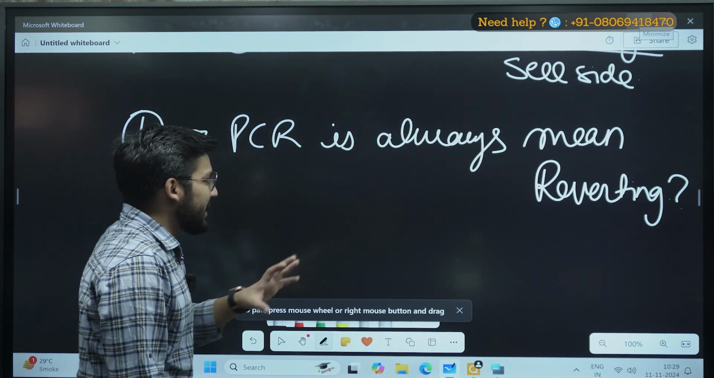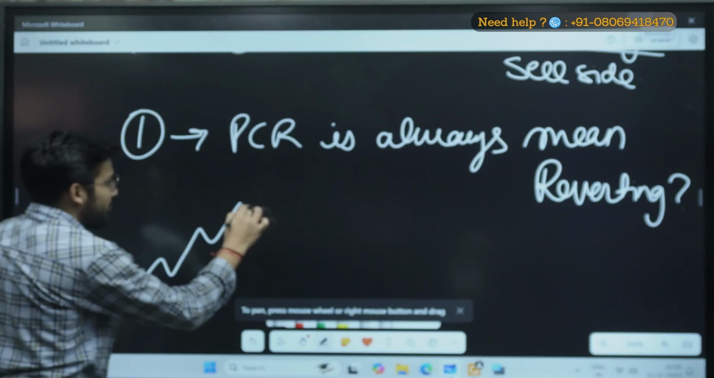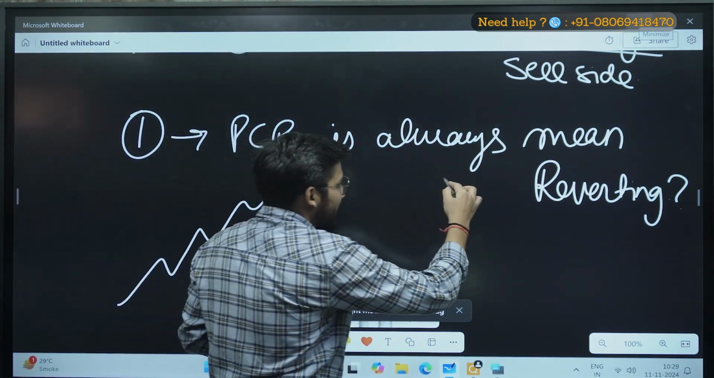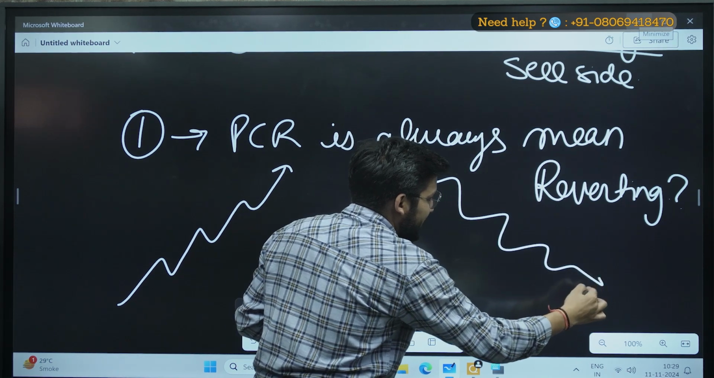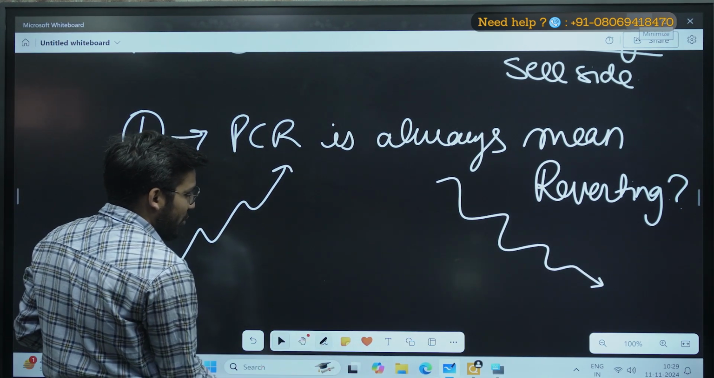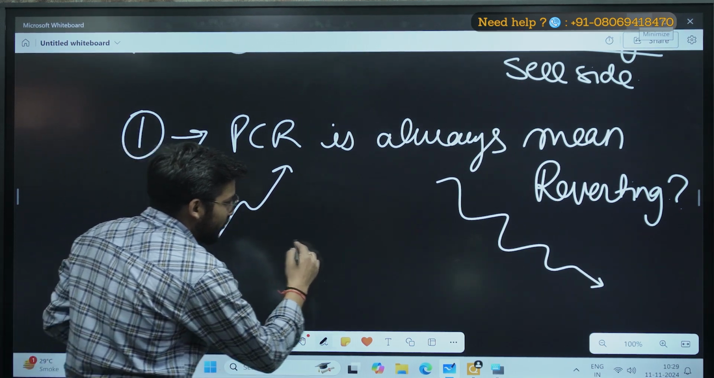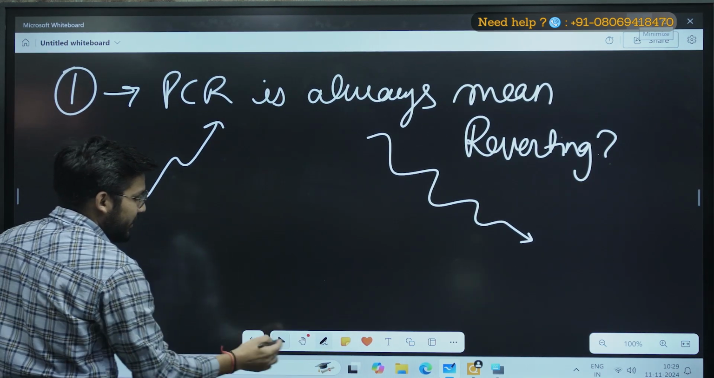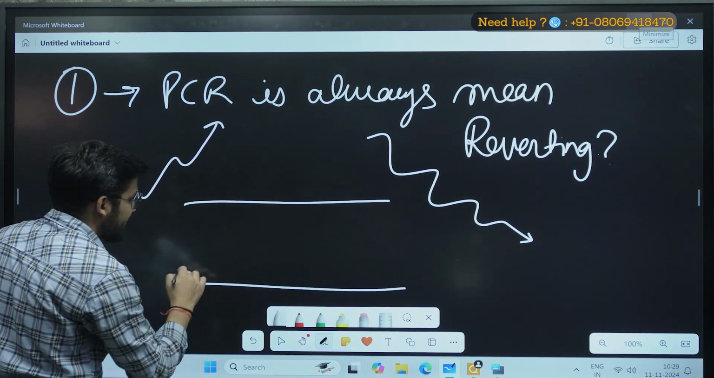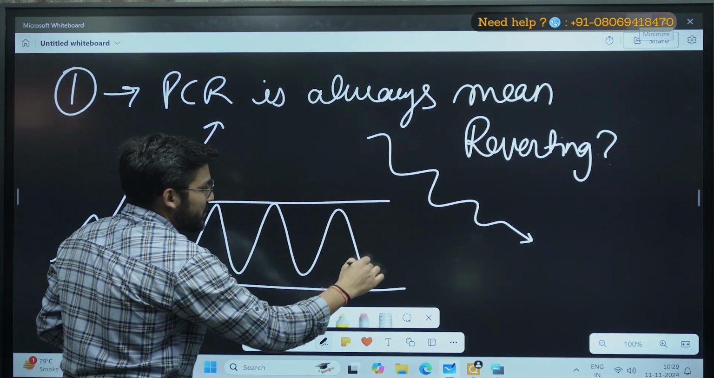When you analyze the price, the price will always move in one direction. For example, it is moving in the upward direction, or it is moving in the downward direction, so the price will move like this. But when we are talking about PCR, your PCR will move in a range. It will always move in a range.